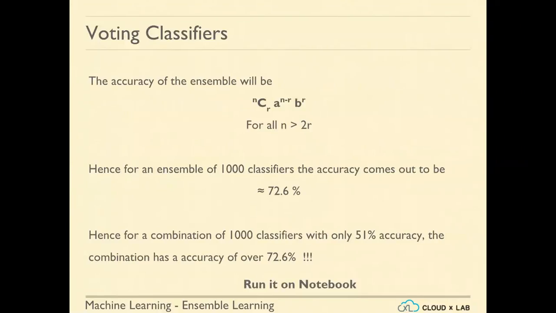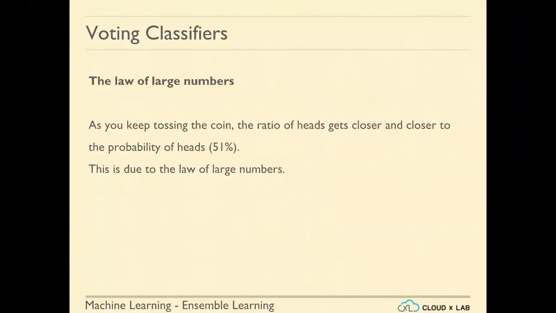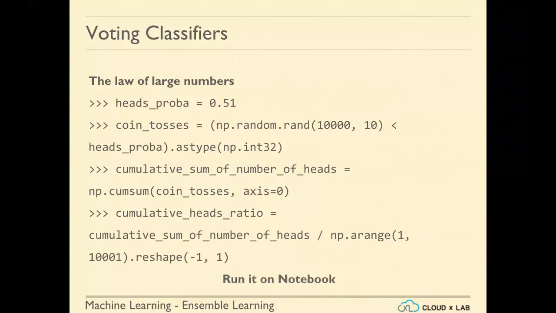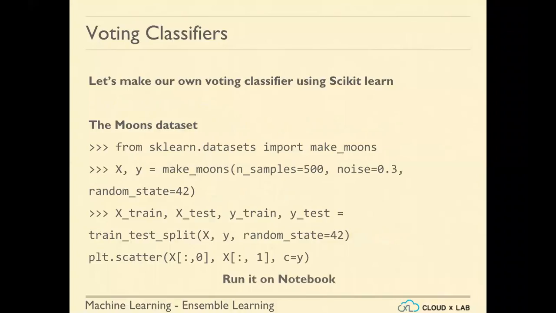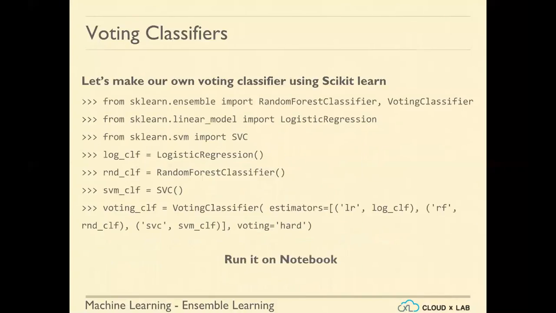So that was the answer. Here around 73% is the accuracy of 1,000 coin tosses, as in the bias, the majority of heads becomes 73%. That's what we tried to prove. Further, we said that when we throw something a large number of times, the outcome becomes very much in line with probability. That's the law of large numbers. Now, we also made our own voting classifier. We first generated random data like this, and then we took three classifiers.